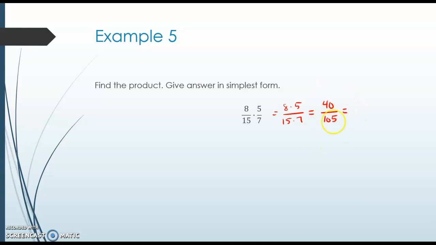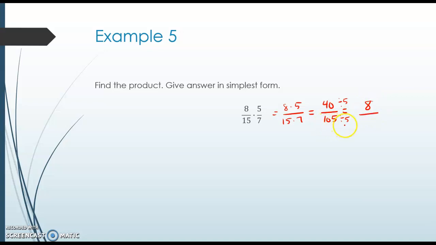From here, I need to figure out what goes into both 40 and 105. And since 40 ends in a 0 and 105 ends in 5, I'm going to start by dividing each of them by 5. It is easier if you can find that greatest common denominator, but if you can't figure out the biggest number that goes into both, start with a number you know goes into both, and it's okay to do it a couple times. So 40 divided by 5 leaves us with 8.